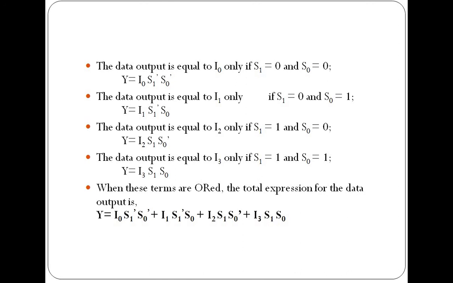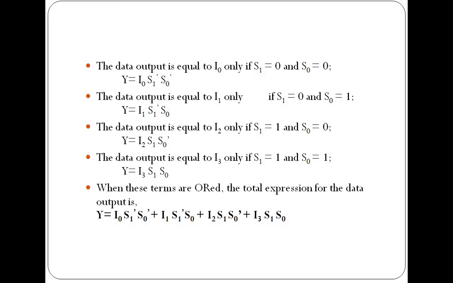So for the S1 S0 combination as 0, 0, we get y equal to I0, and for S1 S0 combination as 0 1 we get y equal to I1. The expression for the same output we can have as y equal to I2 into S1 S0 complement for S1 equal to 1 and S0 equal to 0, and for S1 equal to 1 and S0 equal to 1, y equal to I3 S1 S0.